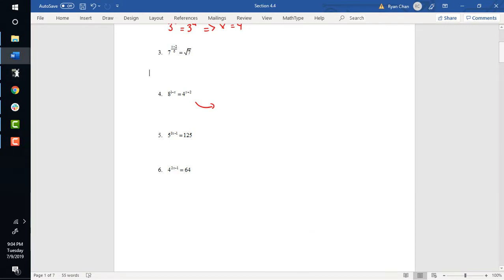So let's do the following. What is 8? 8 can be the same as 2 to the 3rd. And then 4 is the same thing as 2 squared. Now, if you notice, I have a power to a power, so that means I'm going to multiply it out. So this will become 2 to the 3 times 1 minus x is equal to 2 times 2 to the x plus 2. So I'll set my exponents equal to each other. And then once I distribute, this just becomes a regular algebra problem.